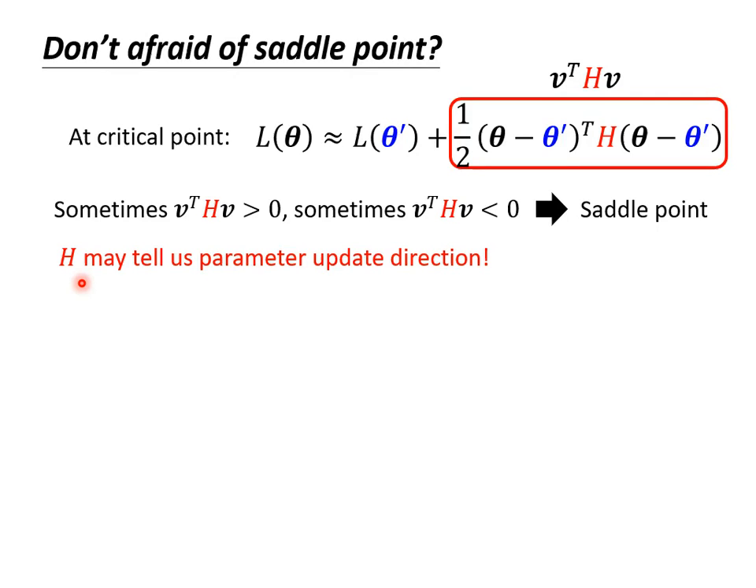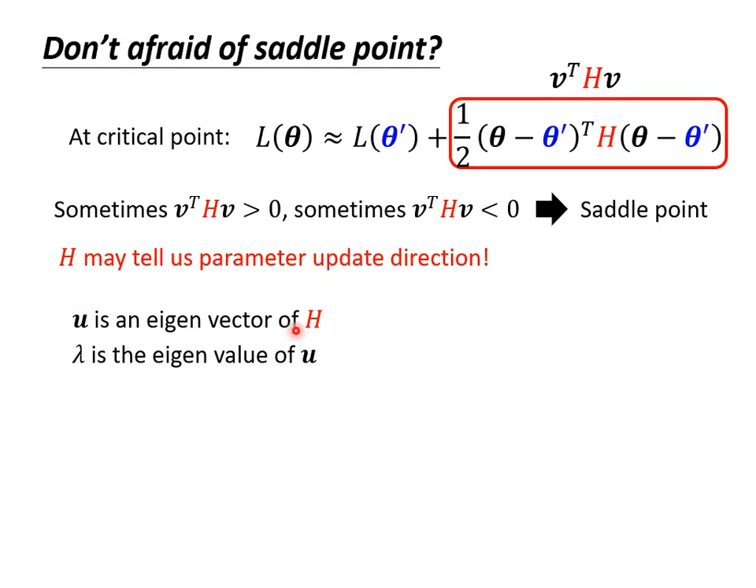In the past, we always updated the parameters with the gradient, g. However, sometimes we go somewhere and find that g becomes 0 and we can't use it anymore. G disappears, the gradient disappears. But if it's a saddle point, you can still use H. How to use H? How can H tell us how to update parameters? Let us assume that U is an eigenvector of H, and lambda is the eigenvalue of U. That is, H has an eigenvalue called lambda, and its corresponding eigenvector is called U.